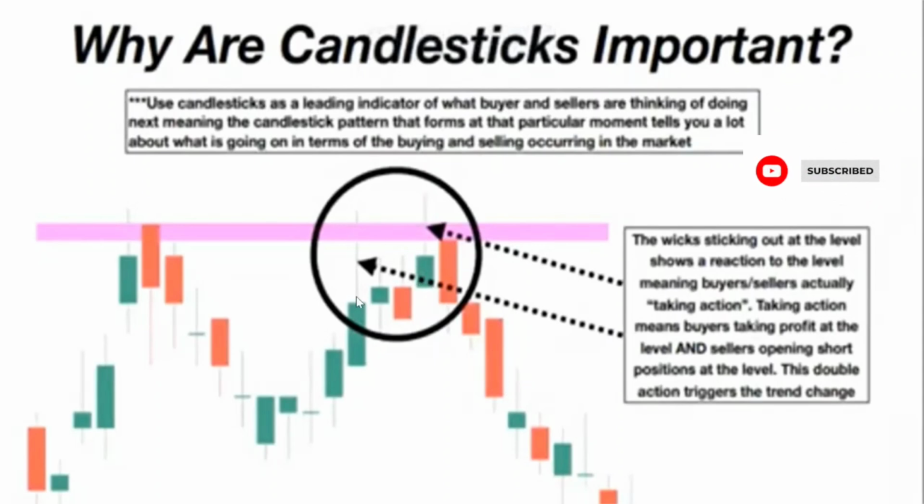Which is being shown over here. So buyers are doing some actions over here, which trigger this at the market, which is being shown here. Okay guys, so that's basically what we have to learn about candlesticks.